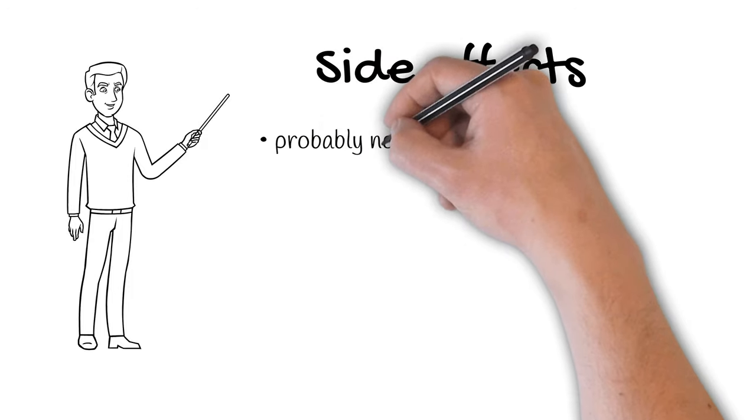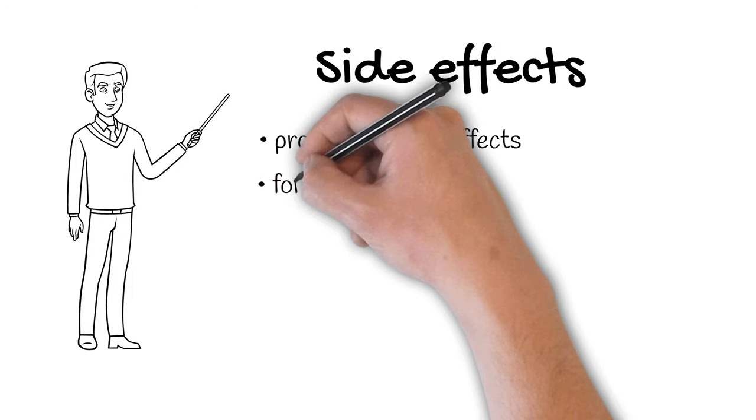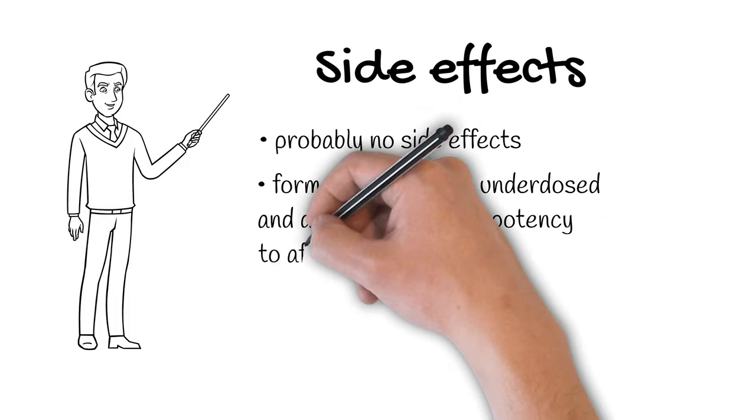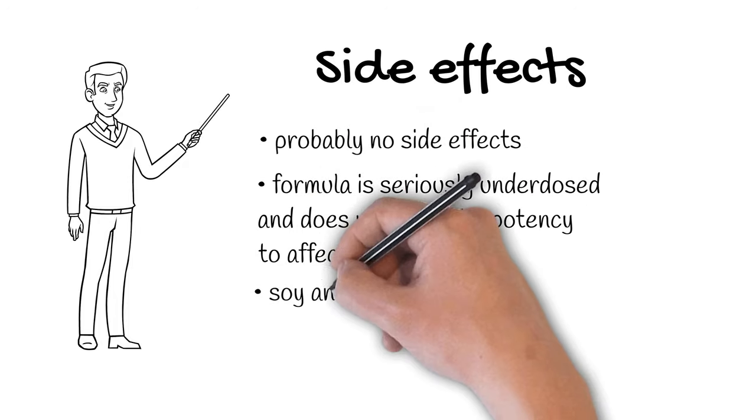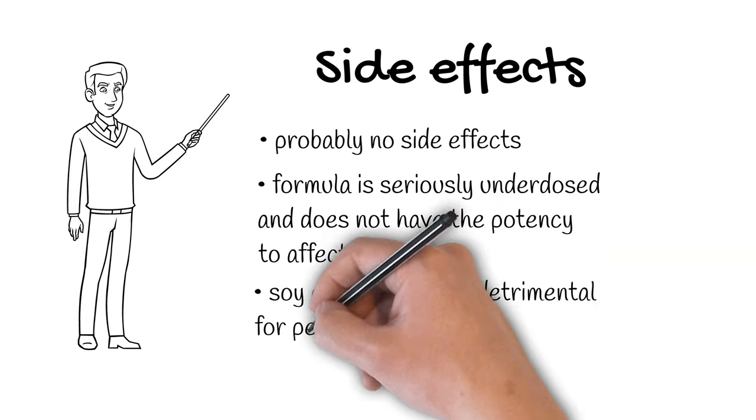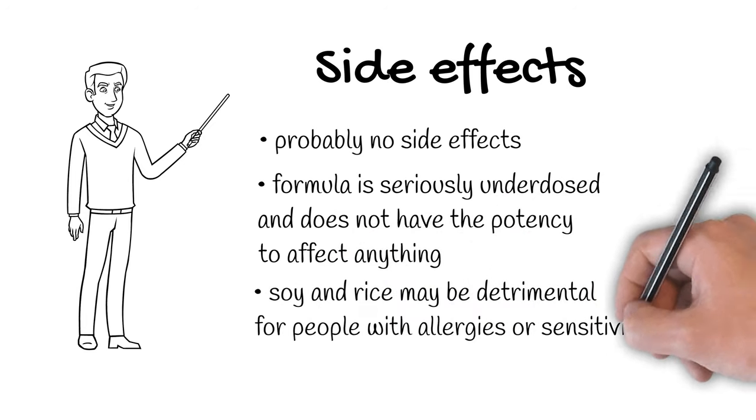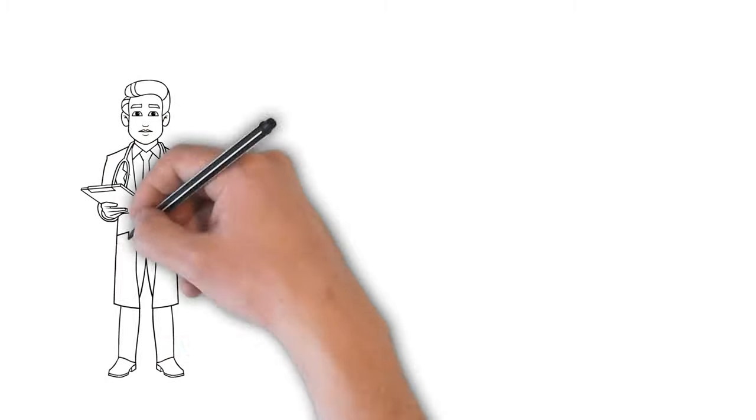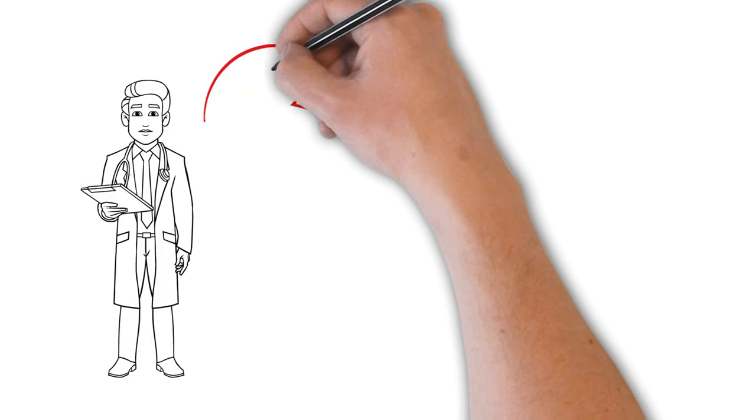As for Neuriva side effects, there don't seem to be any. We think that this is because the formula is seriously underdosed and does not have the potency to do much to affect cognitive functioning. On a side note, Neuriva does contain soy and rice, which may be detrimental for people with allergies or sensitive to these ingredients. So before you decide to supplement this product, if you decide to do that, you should definitely consult your doctor.